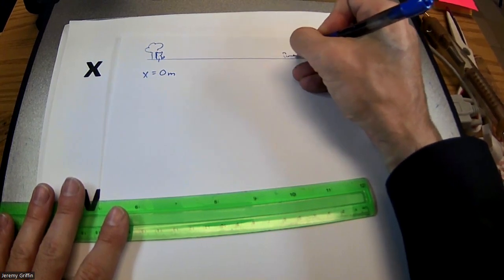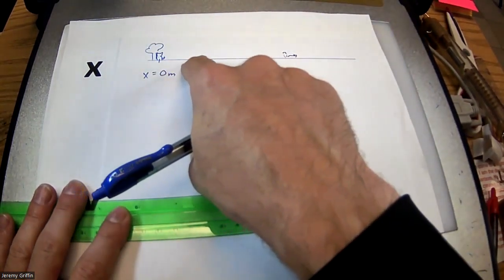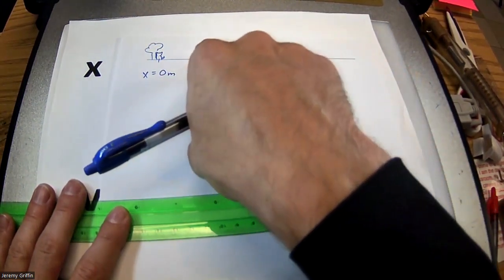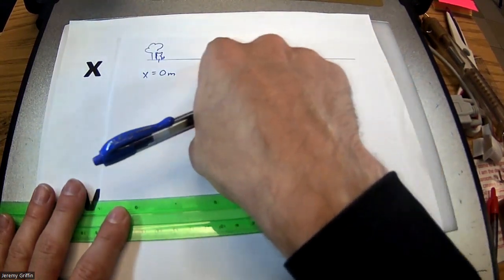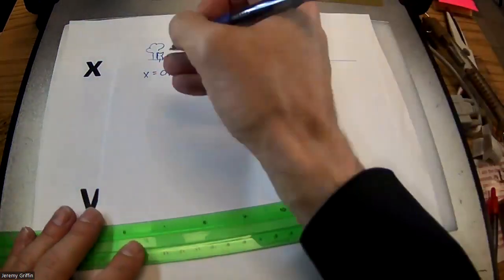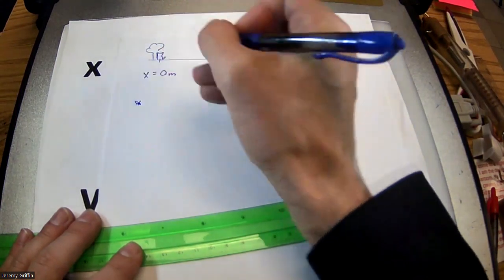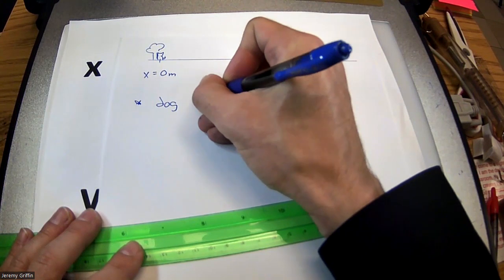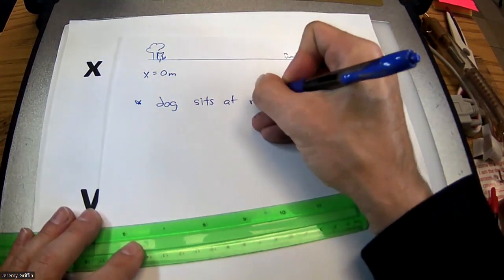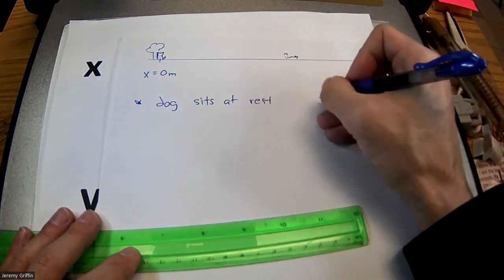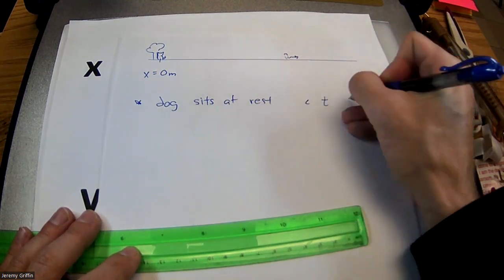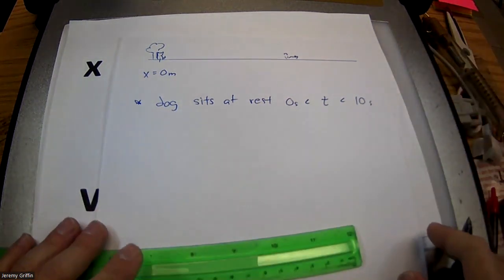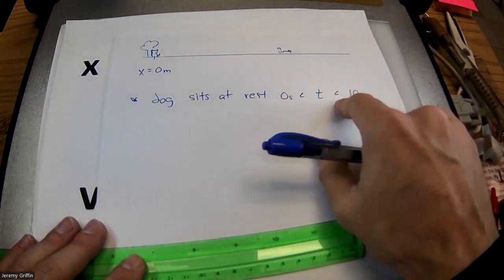And then he sees over here this big bushy-tailed squirrel, and the dog takes off towards the squirrel, runs at constant velocity. Then we have the squirrel run back towards the tree and up the tree, and the dog's going to chase the squirrel all the way back to the tree. So to spell that out, there are 3 parts to the story. The first part is the dog sits at rest for time 0 seconds to 10 seconds. So for the first 10 seconds, the dog's just sitting at rest. 0 seconds is less than t, which is less than 10 seconds.